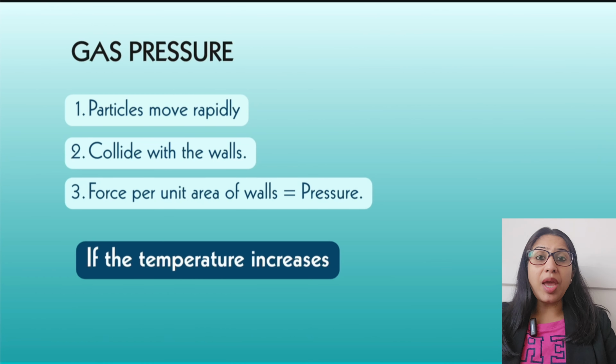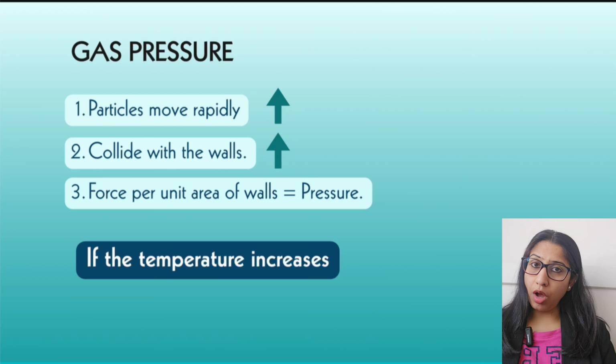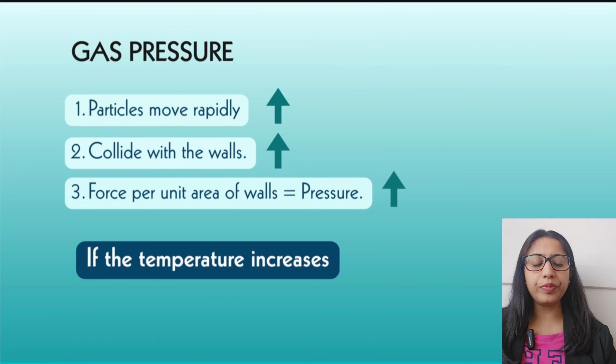Now, what happens if the temperature increases? When the temperature increases, the particles will gain kinetic energy and they will start moving more rapidly. So, the particle movement will increase. If the particles are moving with greater kinetic energy, they are likely to collide with the walls of the container more often. So, the collisions will increase. When there are more collisions, clearly there is more force on the wall and thus the pressure increases. So, if the temperature increases, the gas pressure increases for a fixed amount of gas at constant volume.